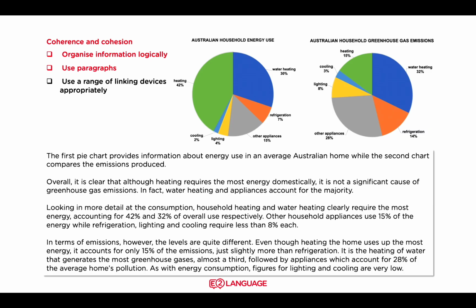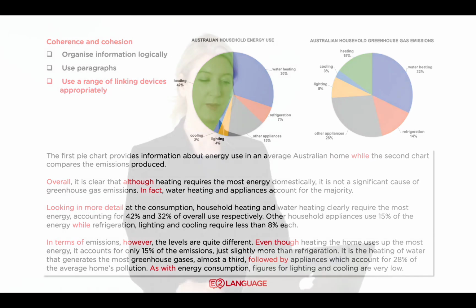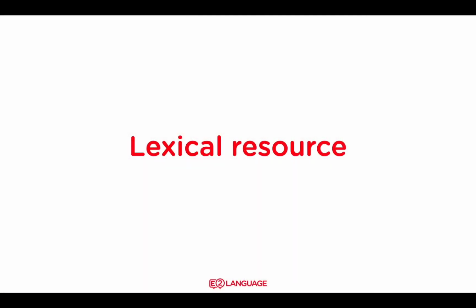The more difficult part of this criterion is the linking devices. You can see the range that I've used here: first line, while, overall, although, in fact, looking in more detail, while, in terms of, however, even though, followed by, as with. As I'm writing this task, I'm thinking very carefully, how do I make my sentences connect? How do I make sure that they're all holding hands with each other?